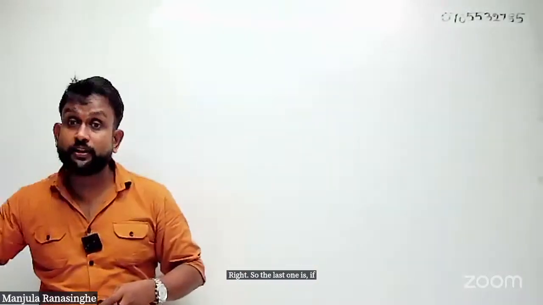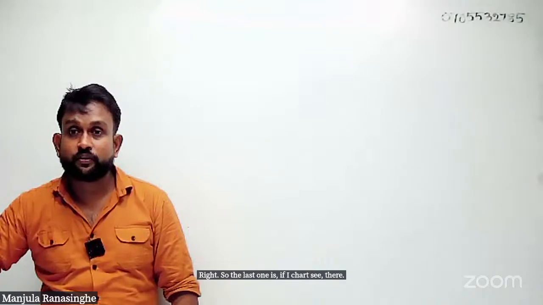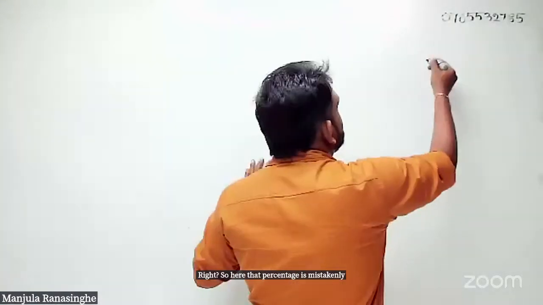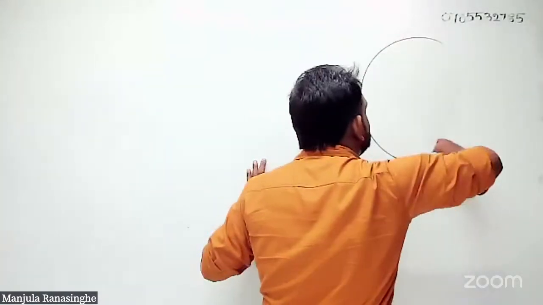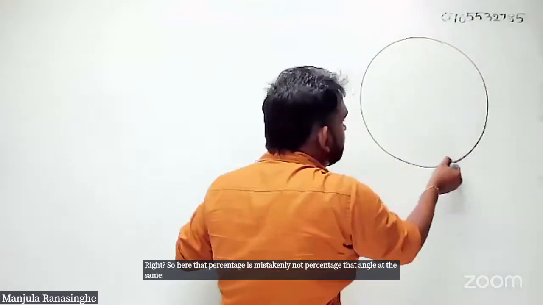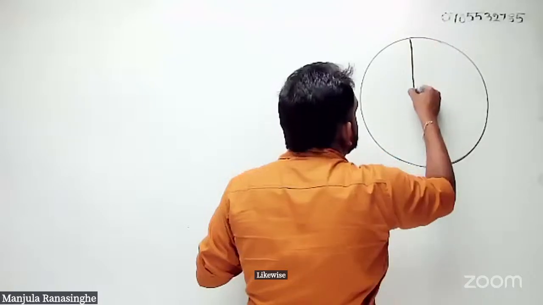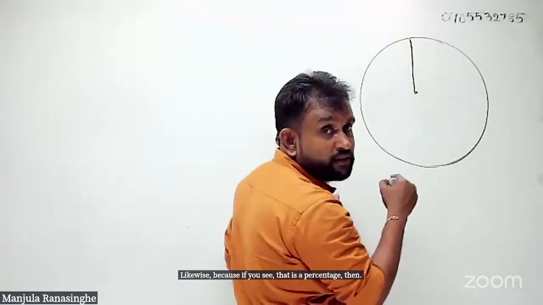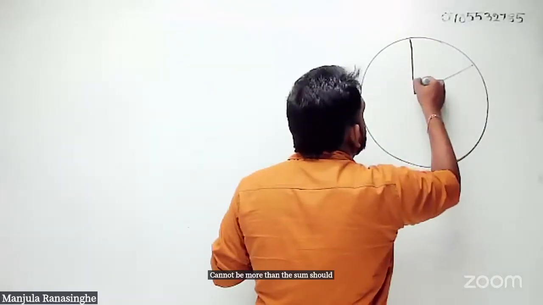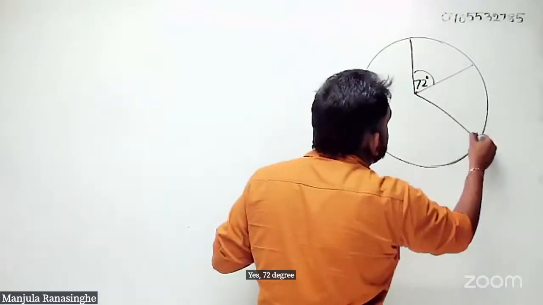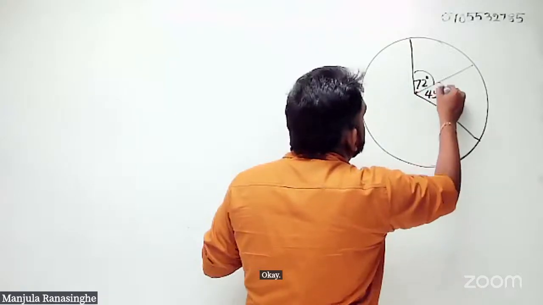Right. So the last one is the pie chart questions. Here they are. Here the values are given as angles, not percentages. That angle at the center is denoted 75 degrees. Likewise, if it were a percentage, the sum should be 100%, but it is more than 100. Here 72 degrees, here 45 degrees, and here 90 degrees.